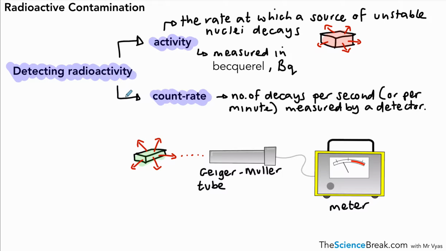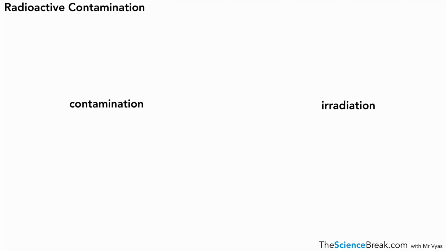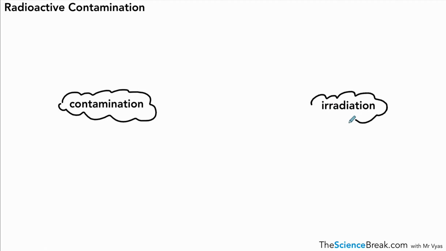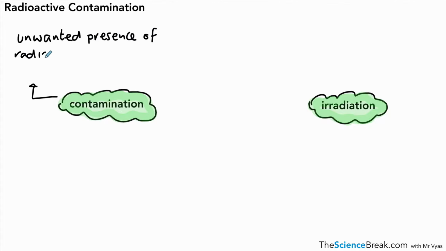What we're going to look at next is the idea of radioactive contamination, but we're going to compare it to something called irradiation. So we have radioactive contamination there on the left and irradiation on the right, and what we need to be able to do is to describe what each one of these are and make a comparison of the two. So we'll start off with the idea of contamination, and this is basically when we have the unwanted presence of radioactive materials on other materials.